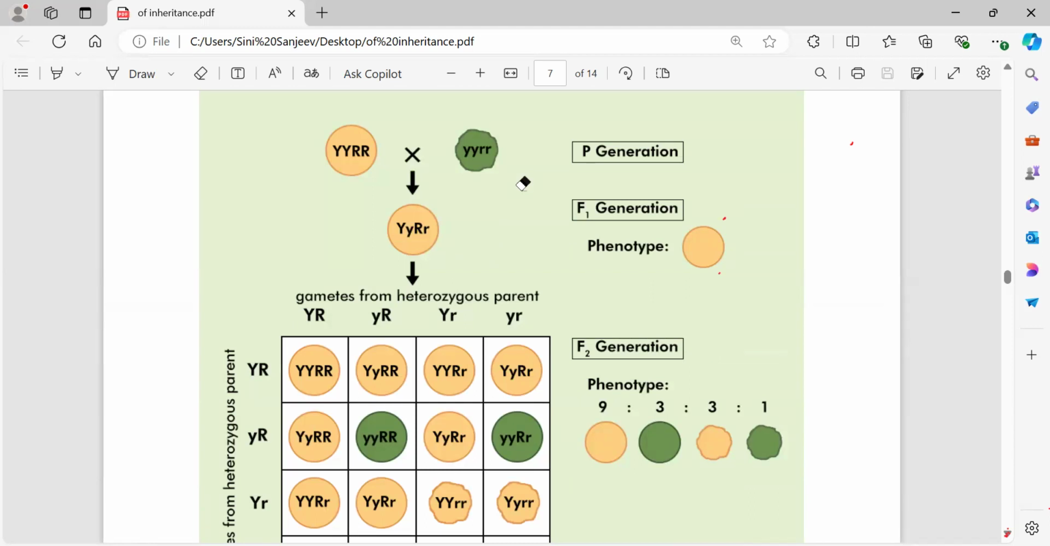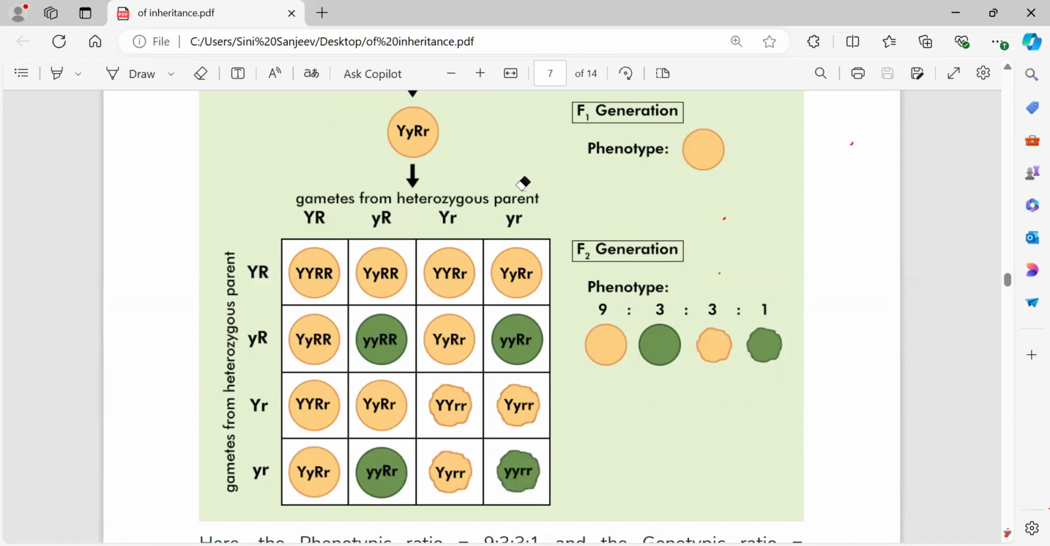You have the parents, which consist of round and yellow in the first box and green and wrinkled in the second box. Whatever F1 generation you get over here is heterozygous. You are going to use those products for the generation of the F2, right?